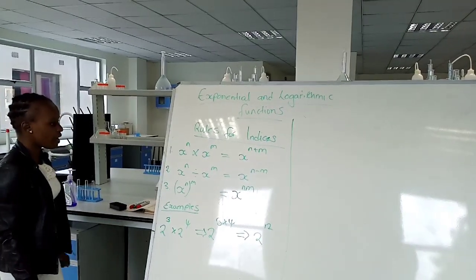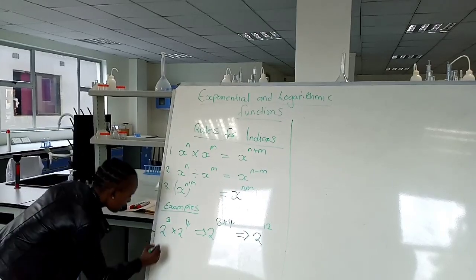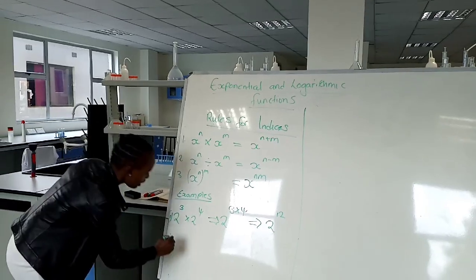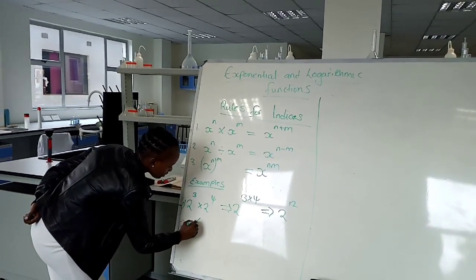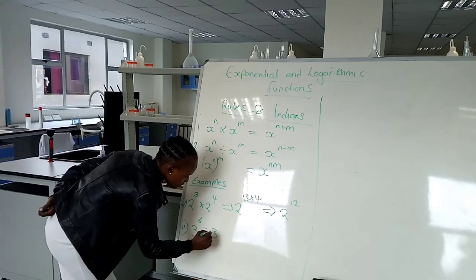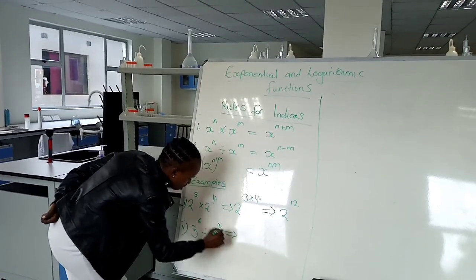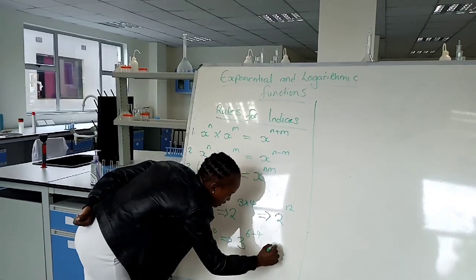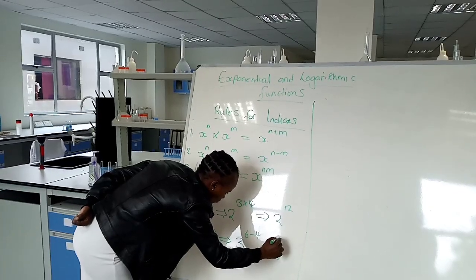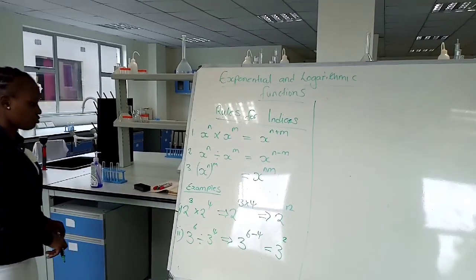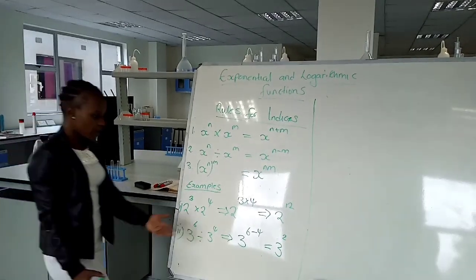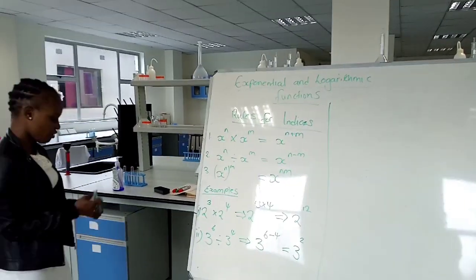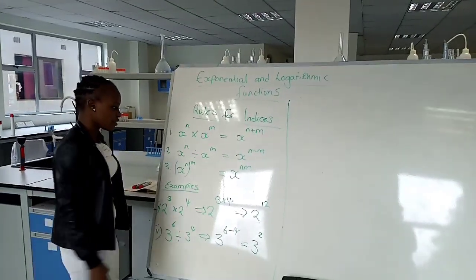Then, again, we have something on division. So we consider this one to be the first one, then we have the second one. If you have 3 to the power 6 divided by 3 to the power 4, this simply means that this is going to be 3 to the power 6 minus 4, which gives us 3 to the power 2, which we can even find the value for. So let us look at different examples.